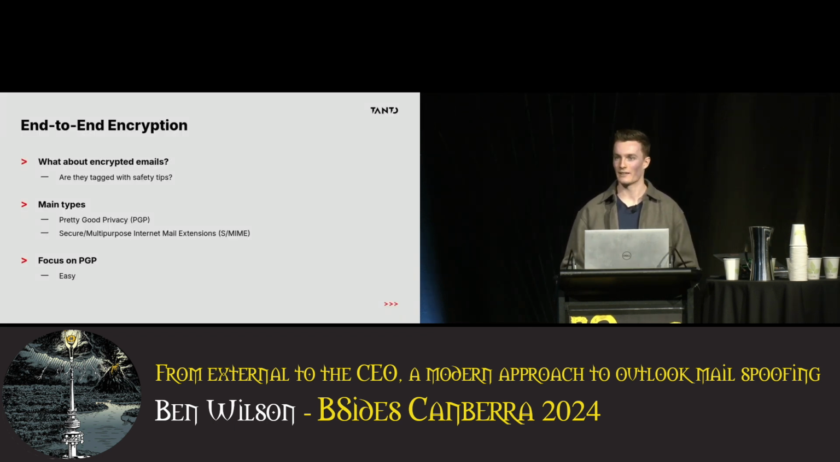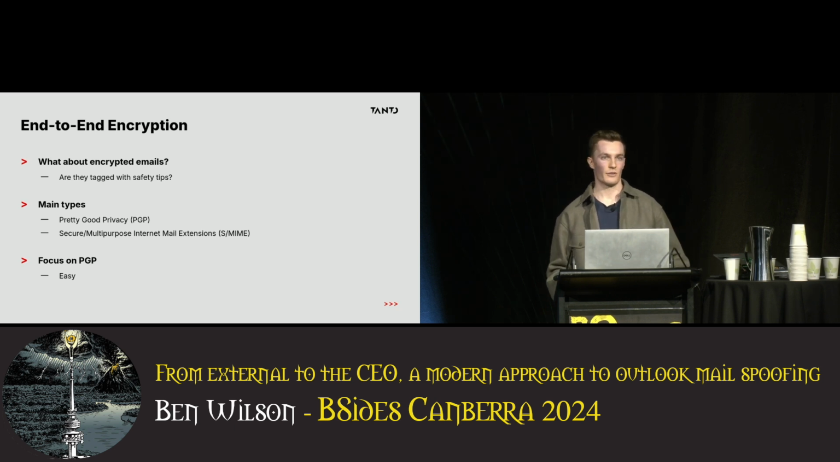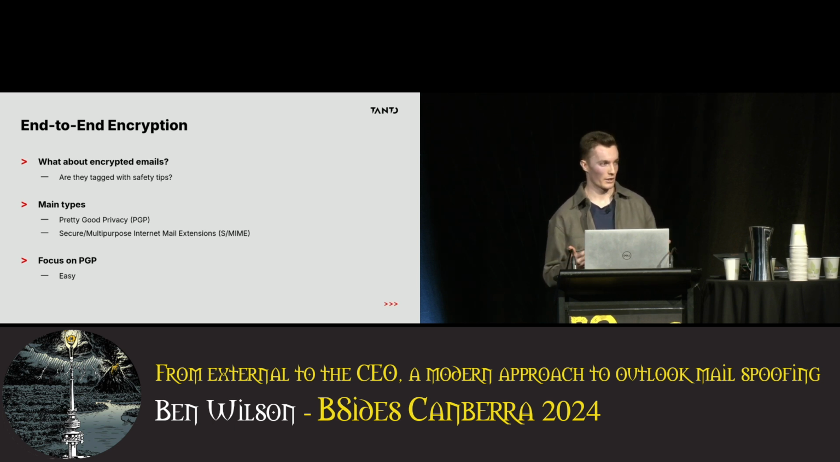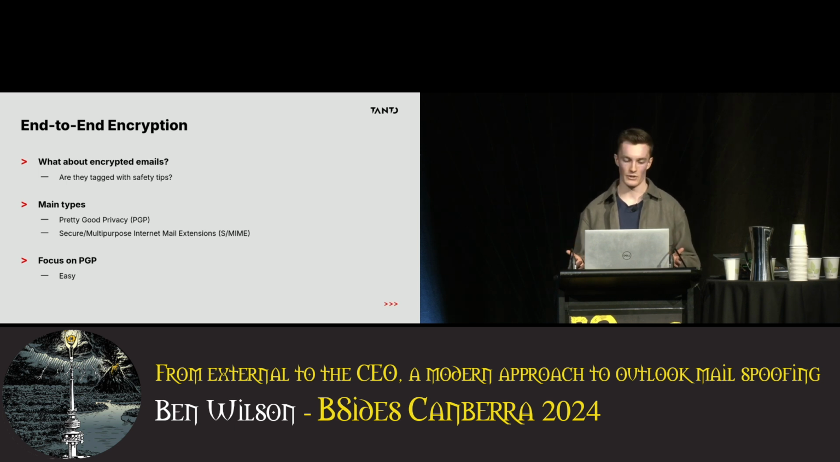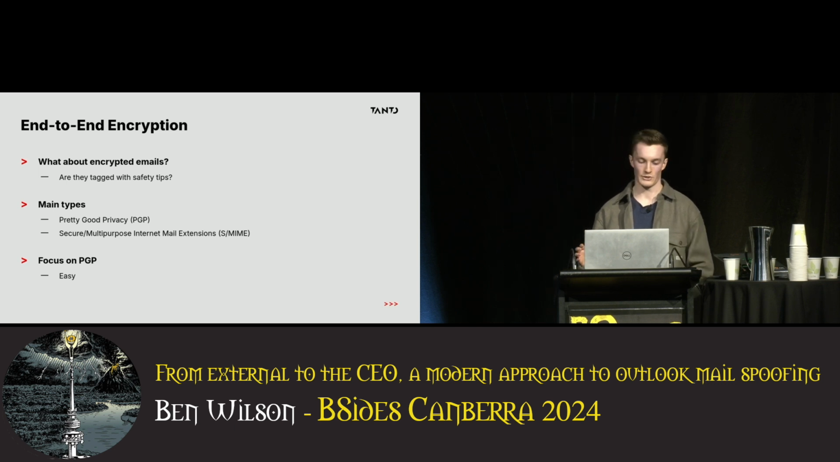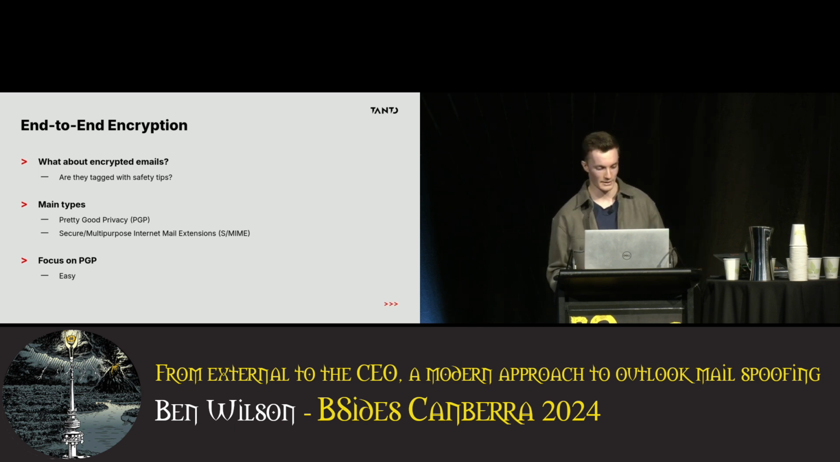So I became interested in end-to-end encryption within emails. I thought, what about those encrypted emails? If the safety tip is being inserted into the email body, what if we encrypted our email body? Would that still insert these safety tips? How are they handled? Do they show up differently? Looking into it, there are basically two main types: PGP and S/MIME. I'm going to focus on PGP because it's the easiest to implement and doesn't require setting up certificates and configuring them in different email clients.